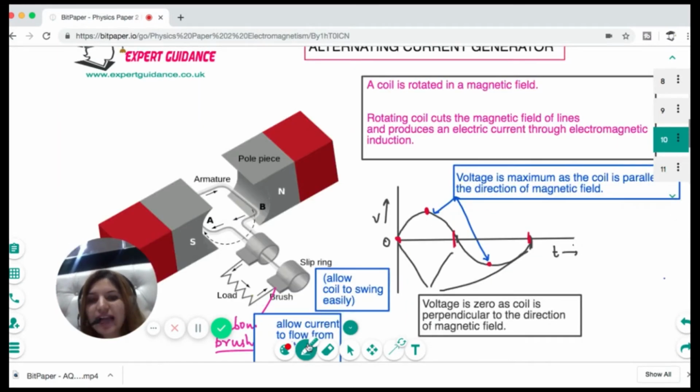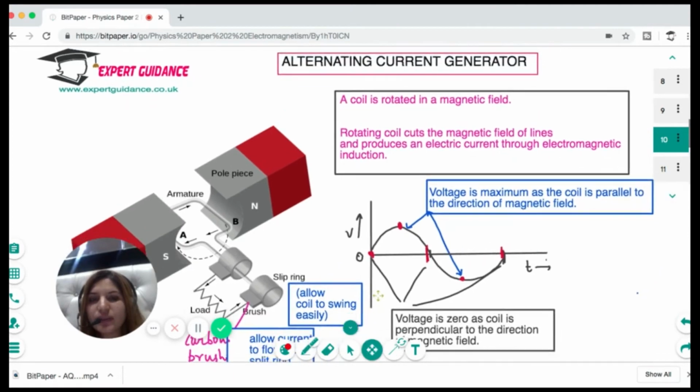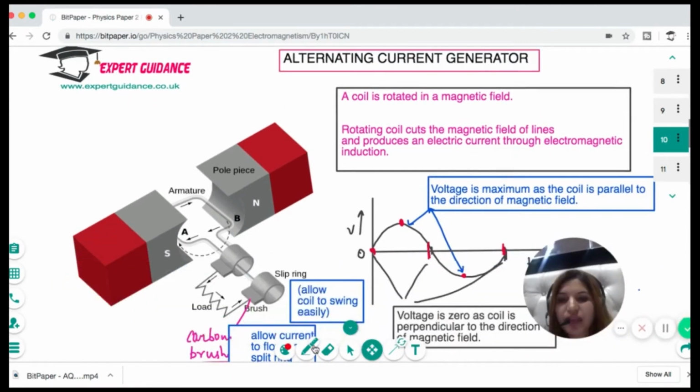Now let's see how we use that in an alternating current generator. In an alternating current generator, we have a magnetic field. We place a coil inside the magnetic field and we connect it to the slip rings. Now you can see that to the top slip ring, one end of the coil is connected, and to the bottom, the other end of the coil is connected.